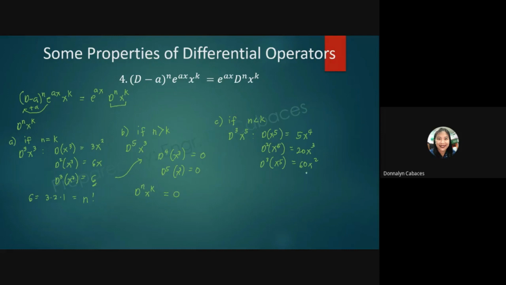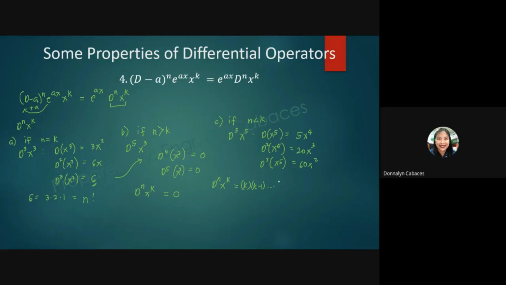So how are we going to generalize this? To generalize, if n is less than k, the nth derivative of x to the k would be equal to, what is 60? 60 is 5 times 4 times 3. So it is not factorial. So 5 is this, k. So k times k minus 1 up to what? What is the last factor? So 5 times 4 times 3. What is 3? 3 actually is 5 minus 3 plus 1.